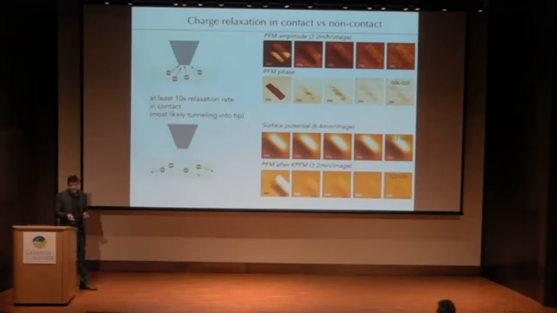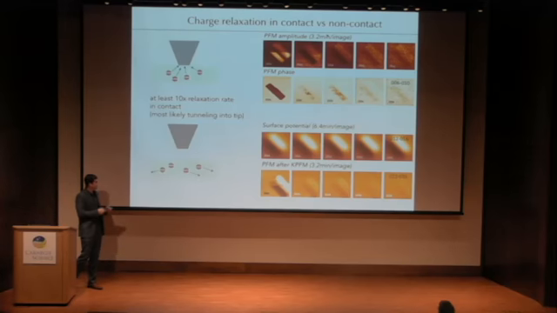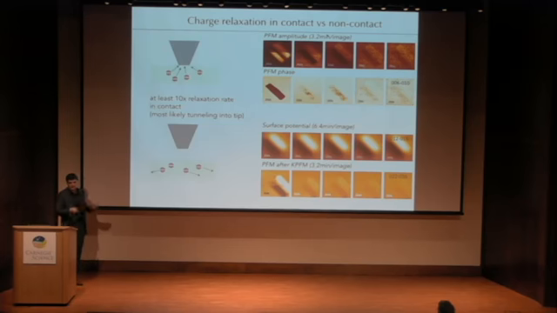And if there is a metallic grounded contact still in contact with the surface, there's a pretty large probability for tunneling out of these trap sites back into the contact, and it relaxes the charge over time. Whereas in non-contact, because the film is fairly thick, the charge has nowhere to go, and so you create sort of a flash memory device.